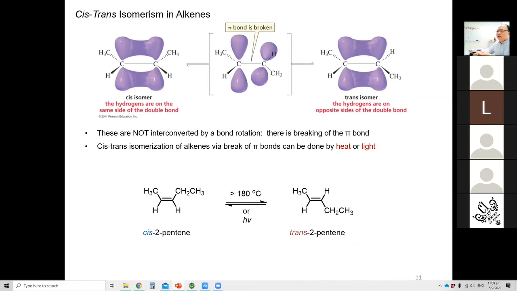So when you heat cis-2-pentene at more than 180 degrees, the pi bond breaks, and then rotates and forms another pi bond. Then you have trans-2-pentene. You can also do this under light. The light can give energy to the double bond. You can understand it in this way.